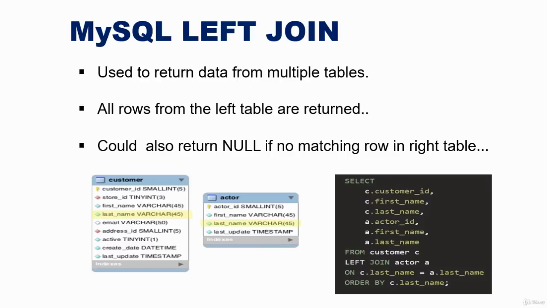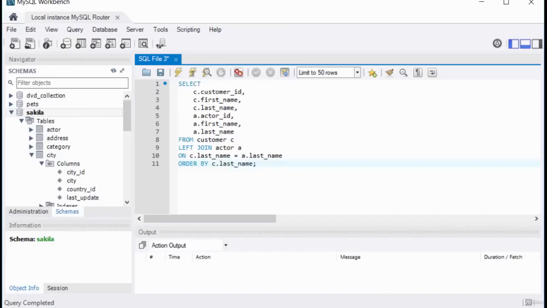So we'll do a select using aliases here. So we've got c.customer_id, c.first_name, c.last_name, a.actor_id. The C there stands for customer, and then the A is an alias for actor. And then we are getting the data from the customer table, and we're doing a left join on the actor table. And the fields we're joining are the last name from the customer table to the last name of the actor table, and then we're going to order the result using the order by clause. I'm going to order it by the last name.